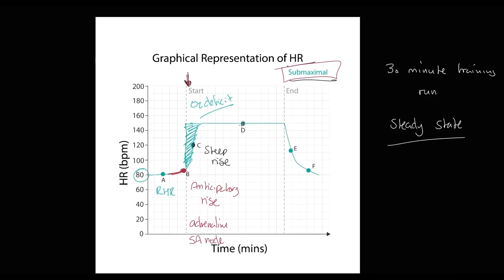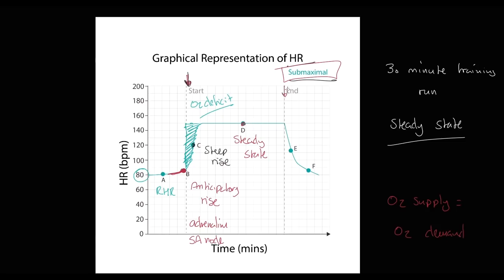So we get the steep rise. Then we get to point D. This is what we call a steady state. Let me be specific about what steady state means. It means oxygen supply meets oxygen demand. Let me write it over here: O2 supply equals O2 demand. So that is what I mean by steady state.